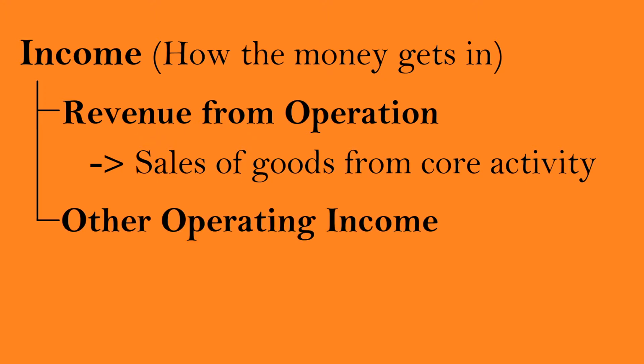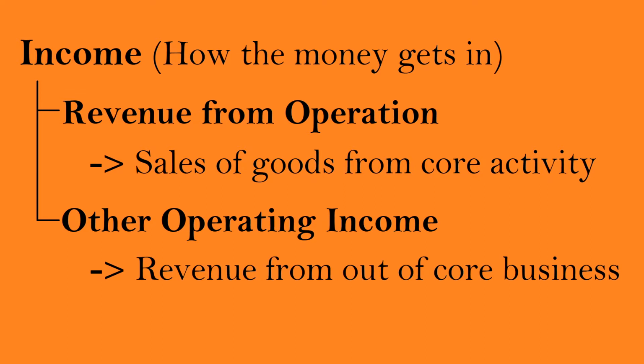Next one is other operating revenue. This is revenue generated by the company outside of its core business. That is, the revenue generated is not related to regular sales of goods and services. For example, income from interest on deposits in a bank, or income from selling non-current assets like land or buildings. Therefore, total revenue is given by the addition of revenue from operations and other operating revenue.